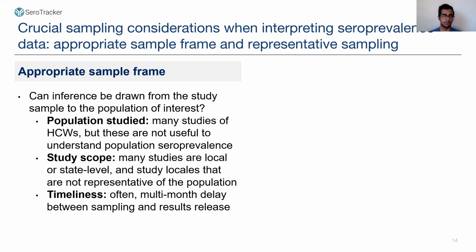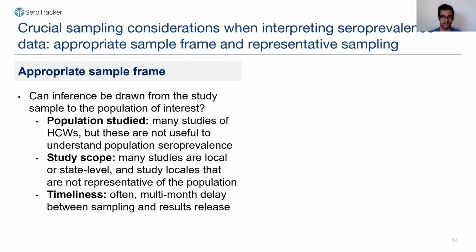In terms of the sample frame, the key question here seems to be whether inference can be drawn from the sample studied in the seroprevalence study to the population of interest, the population that one is trying to estimate or understand seroprevalence within. Of course, in terms of the population studied, there have been quite a few studies of healthcare workers, but these are obviously not that useful to understand seroprevalence in the general population.